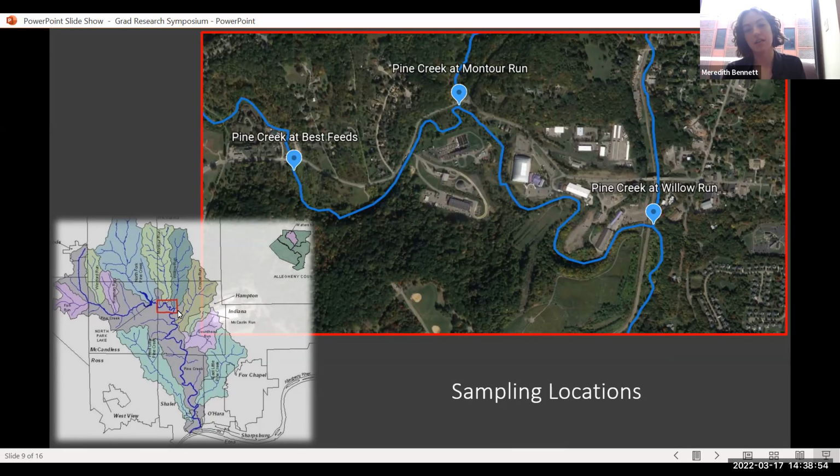And then within there, this little red square is containing the three main sites that I've looked at. Pine Creek across from the Best Feed store, Pine Creek at the intersection with Montour Run, a tributary. And then I also searched in Willow Run, which is a small tributary of Pine Creek.